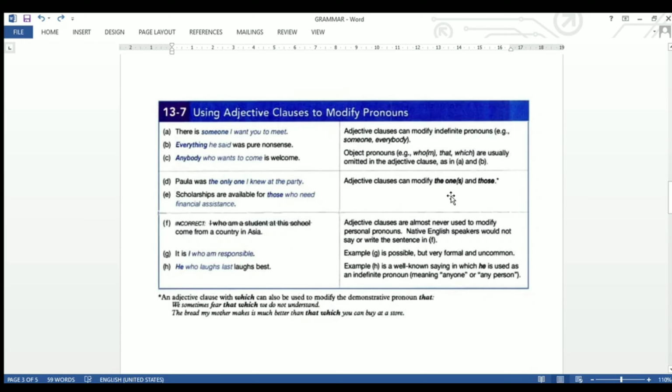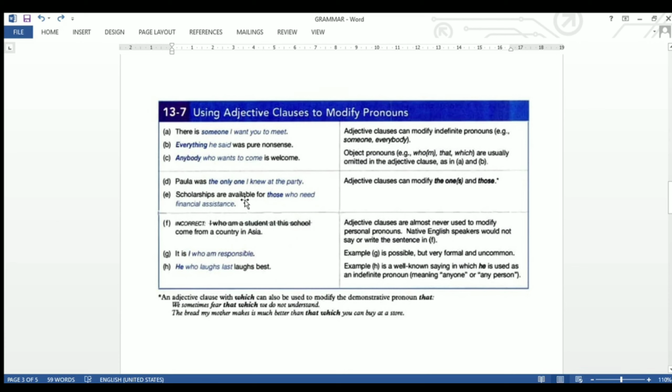Okay, look at the second point. Adjective clauses can modify "the one," "the ones," and "those." Here is the example: Paula was the only one I knew at the party. So, adjective clauses can modify "the only one." "I knew at the party" is the adjective clause.